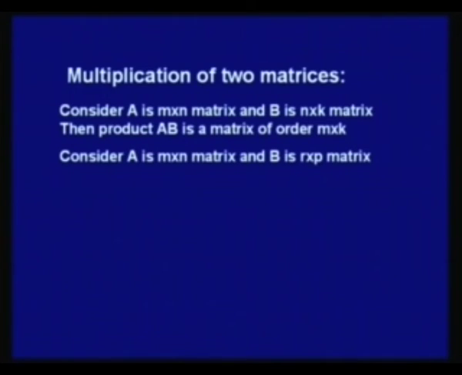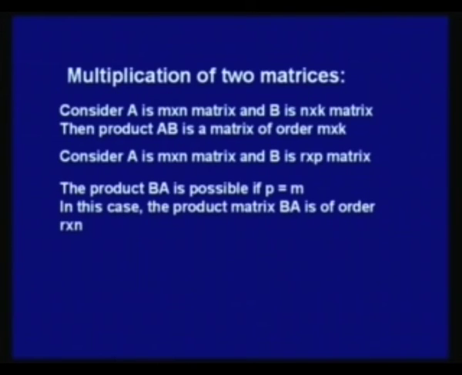And if this is the case, then product matrix AB is of order m by p. The product BA is possible. In this, the product BA is possible if p is equal to m. In this case, the product matrix BA is of order r by n.